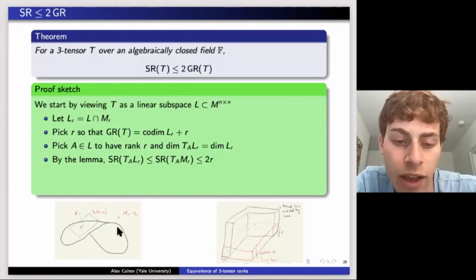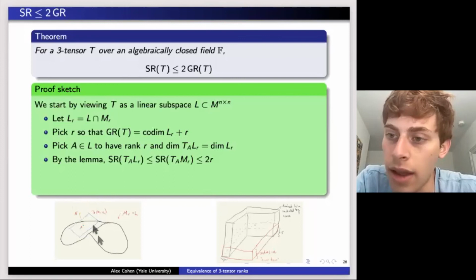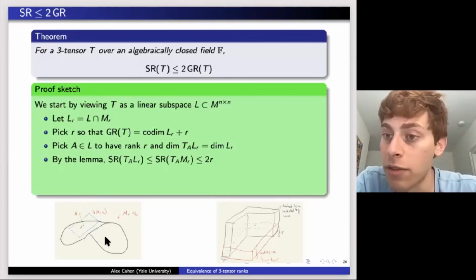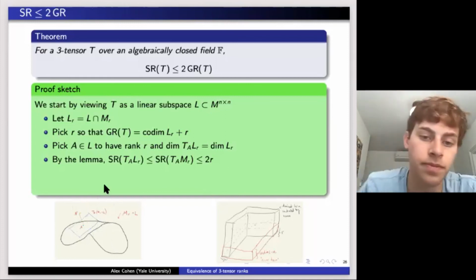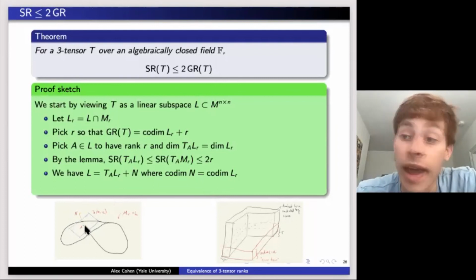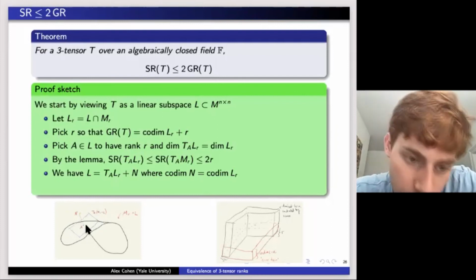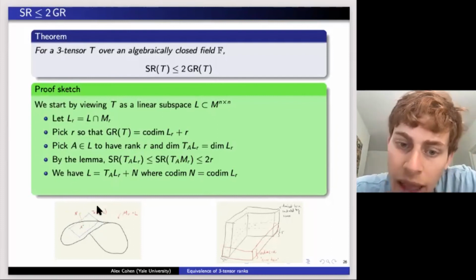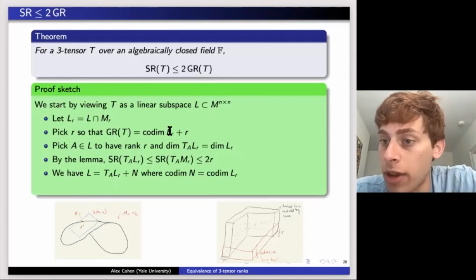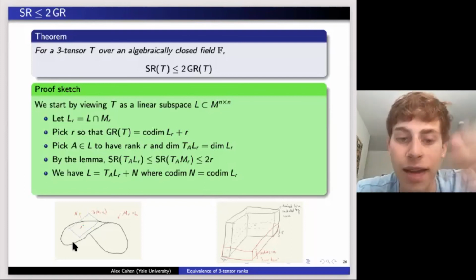All right, and notice there are many choices here. You could choose A to be any point on this L_R, and you get a different subspace, all of which have small slice rank. Now the next step is to pick N to be a complementary subspace to this T_A of L_R. So here N is going in the other direction, and the dimension of N is equal to the codimension of L_R, by the definition of codimension. It has to be the dimension of L minus the dimension of T_A of L_R.